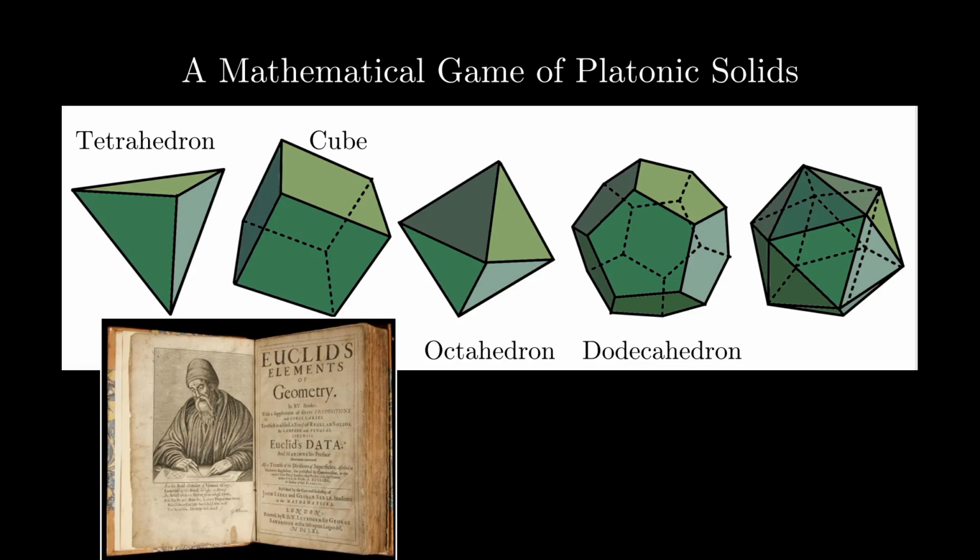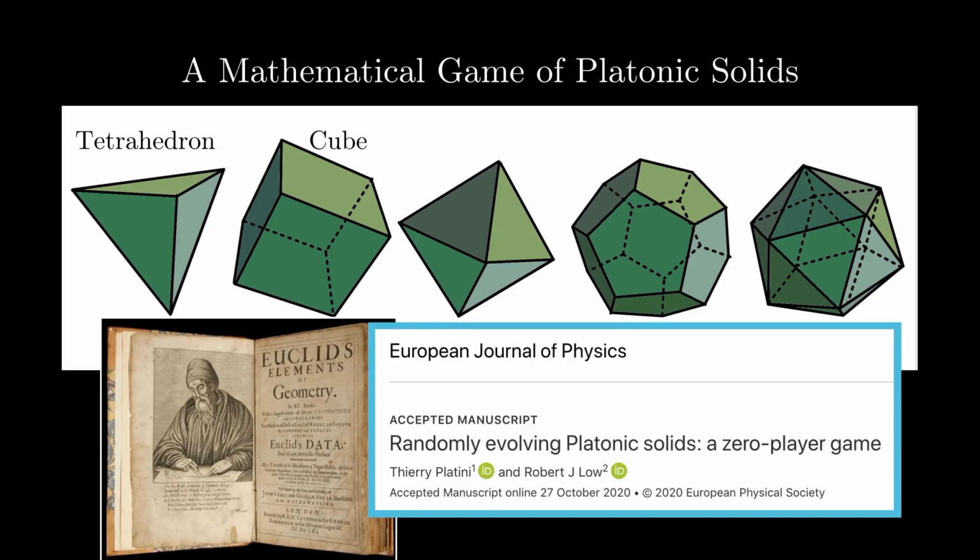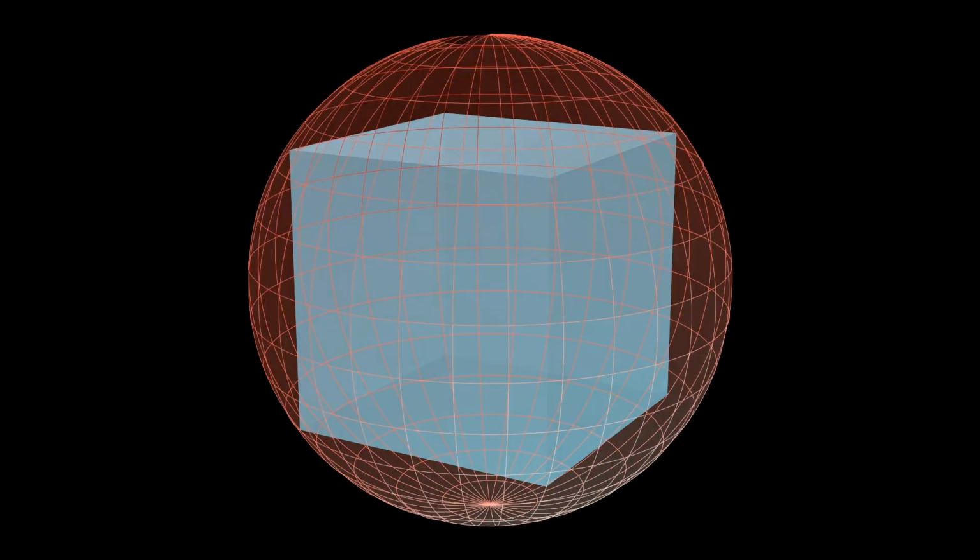I should say that the work I am about to present in this video was published in the European Journal of Physics by my colleague R Low and myself. There is one more thing I need to tell you about Platonic solids. For each of them, it is possible to draw a sphere, known as the circumscribed sphere, passing through all the solid's vertices. But before I go on telling you about the game of Platonic solids in 3 dimensions, I suggest we look at the same game in 2 dimensions.